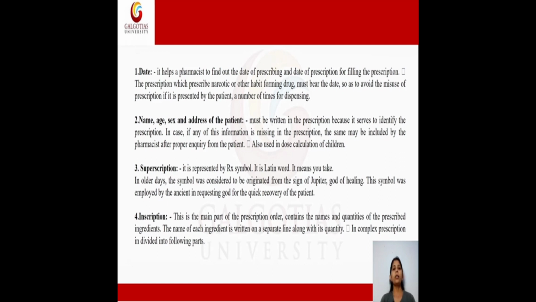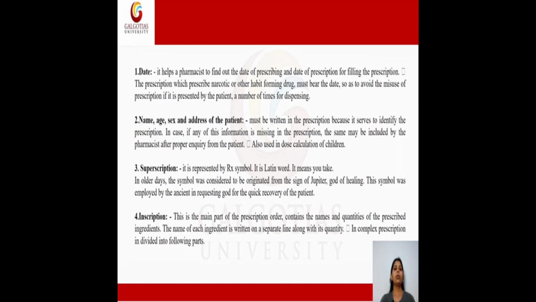In older days the symbol was considered to have originated from the sign of Jupiter. From the older days, the symbol is considered to have originated from the sign of Jupiter, the known god of healing. The symbol was employed by the ancients in requesting God for the quick recovery of the patient.